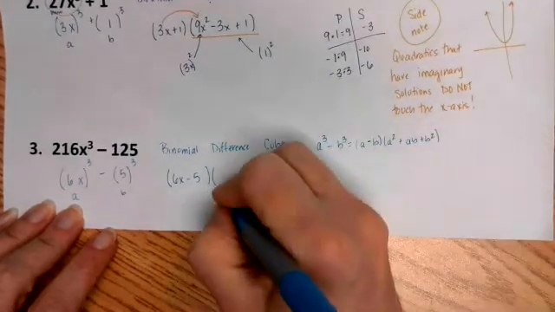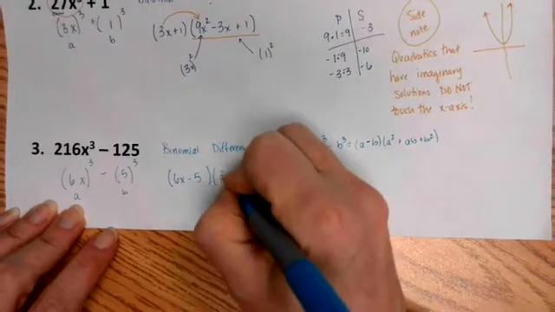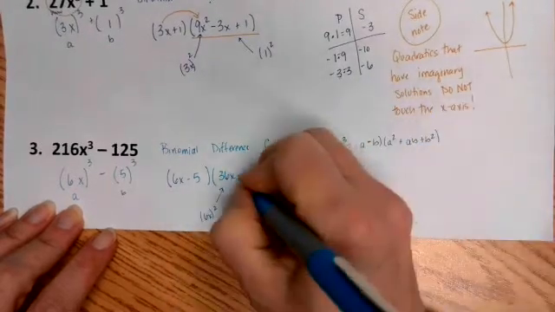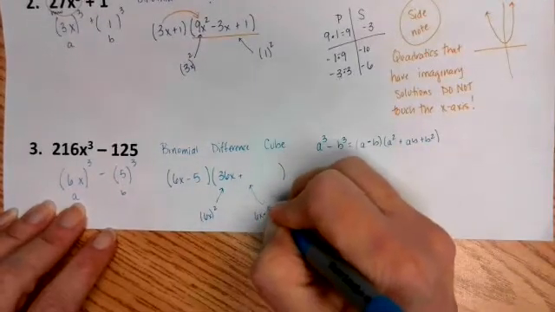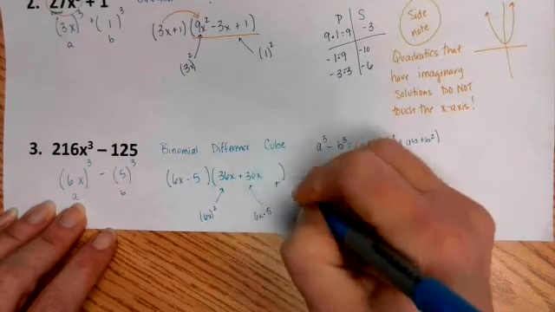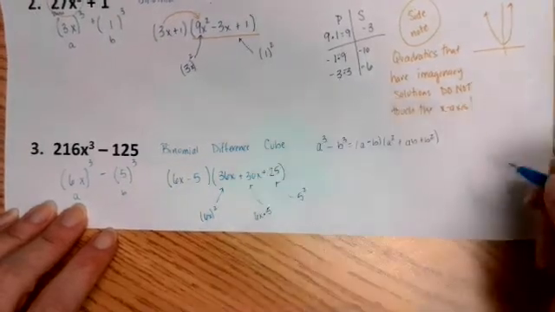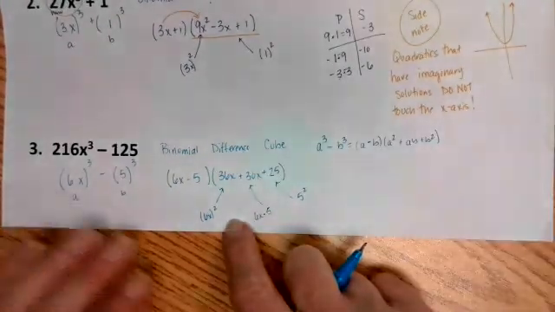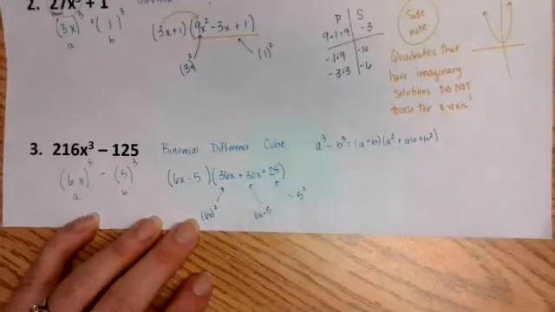My large factor, I need to take my 6x and square it. So that will be 36x. Then a plus. So this middle term is going to be 6x times 5, which will be 30x. And then this last term is 5 squared, which is 25. Always positive. Now, this does not factor. You can just take my word for it.